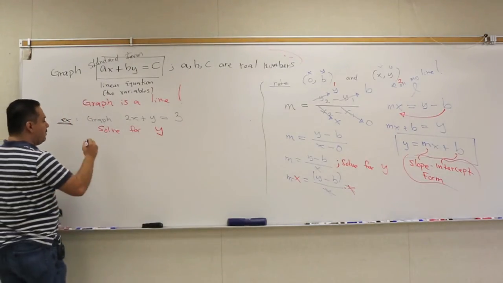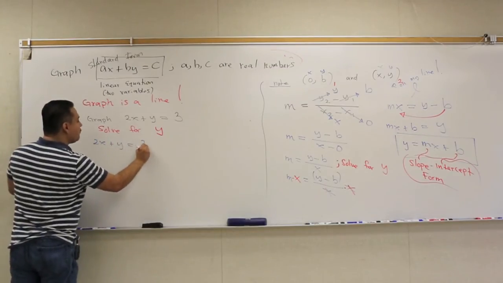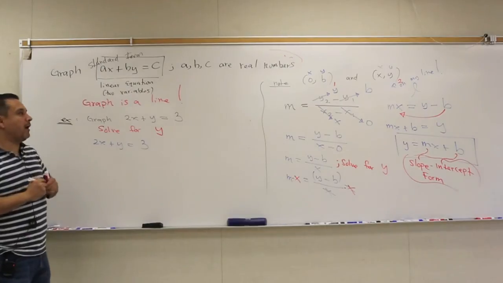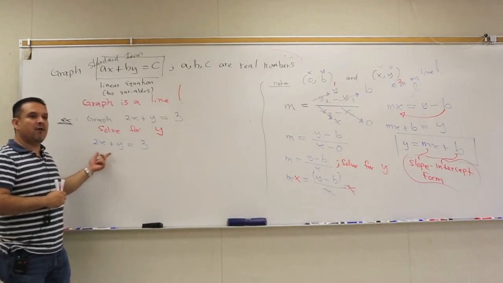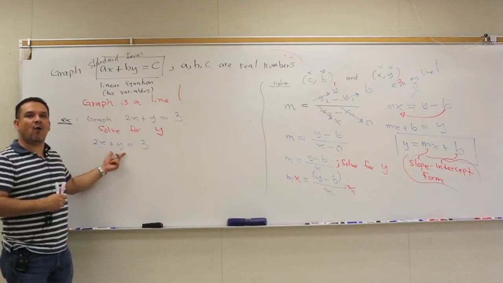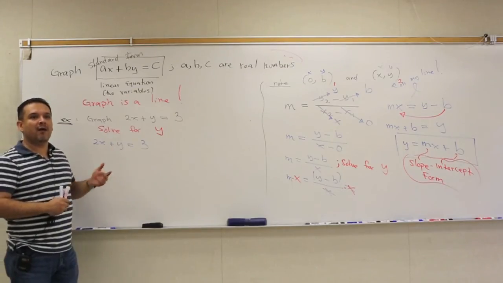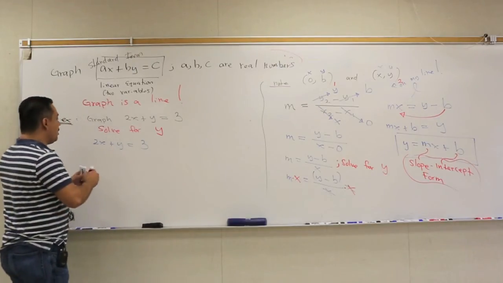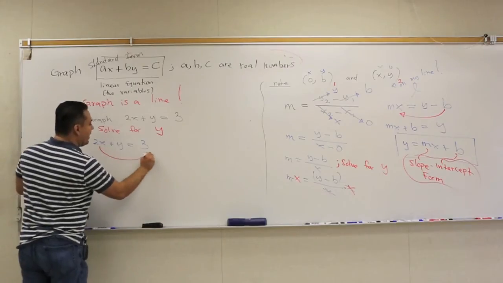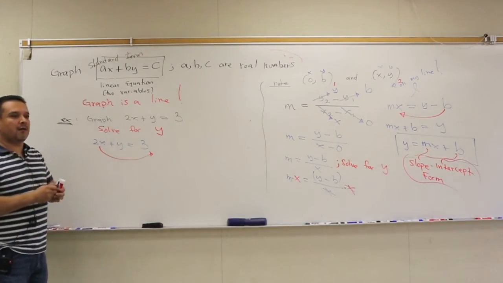And in this example, you got 2x plus y equals 3. How do you solve this thing for y? You got to get y by itself. What's next to y? 2x, and it's added to y. So remember, if you had anything added or subtracted to it, you can always translate. Good. Move the 2x to the other side.